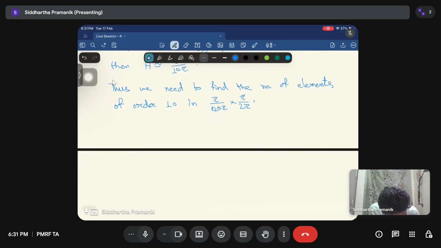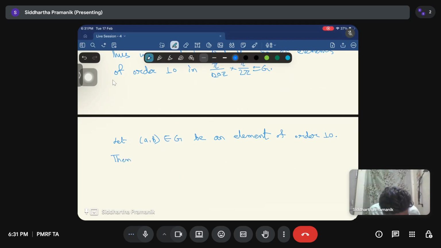Let's do this one more time. So let (A, B) belong to G, this is our group G, be an element of order 10. So we have to find all the possibilities of this element. Then we already know the order of this element (A, B) is the same as the LCM of the order of A and the order of B. But this is 10. So what are the possibilities?